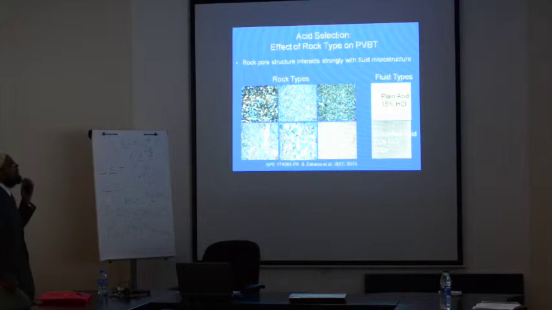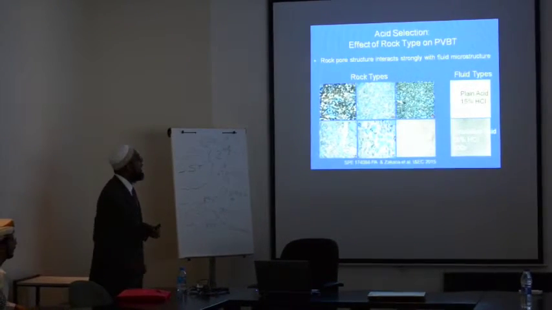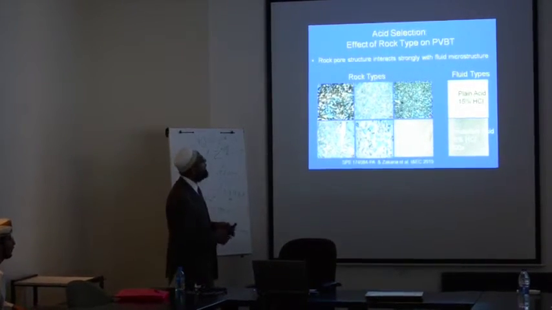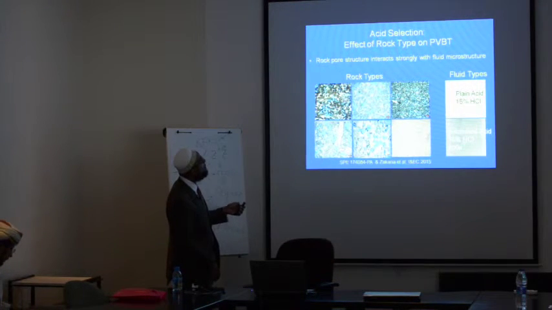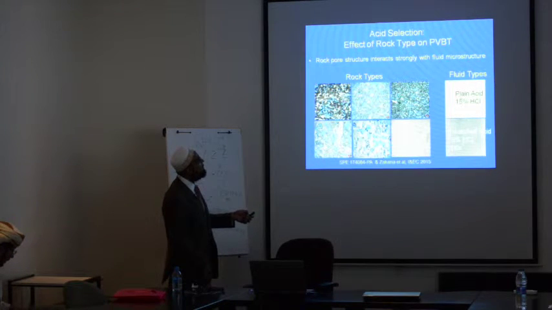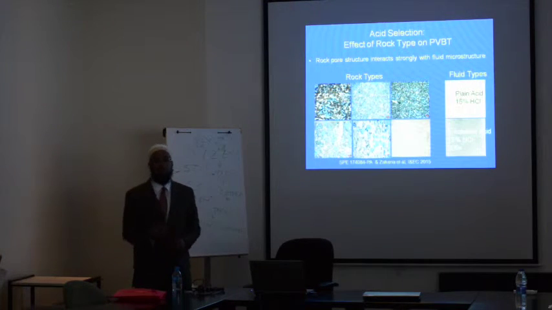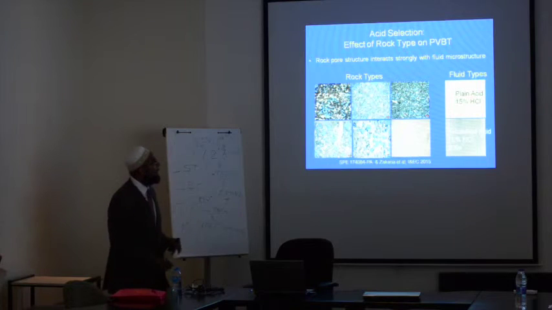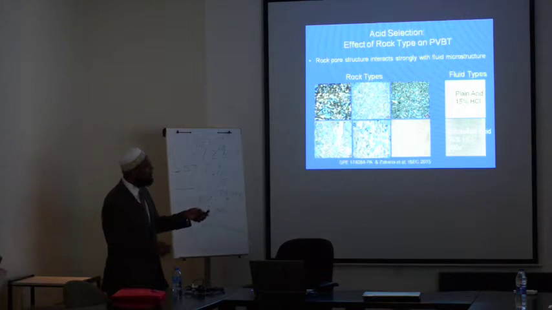The other factor that influences pore volume of acid to break through is the rock pore structure. So I have about 6 different rock types. From one extreme, I have a relatively clean grainstone, right? Nice porosity, mostly accessible. And then it changes all the way to a mudstone, where there's a lot of microporosity, which is not very accessible.